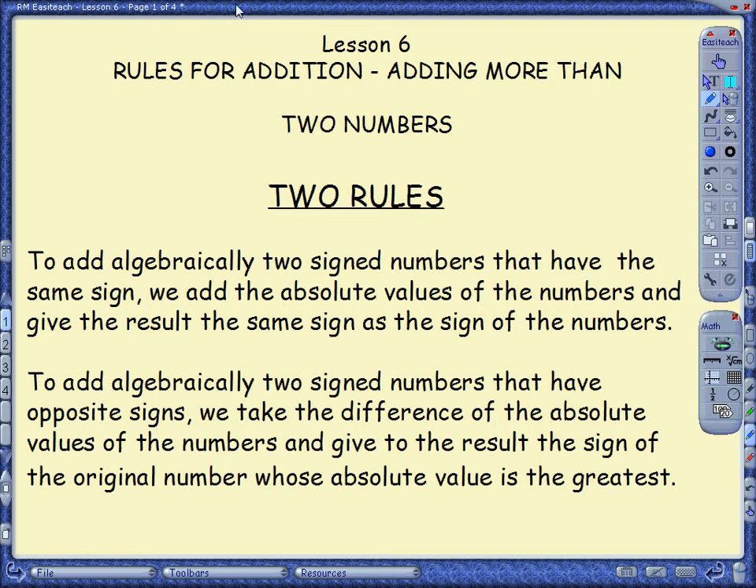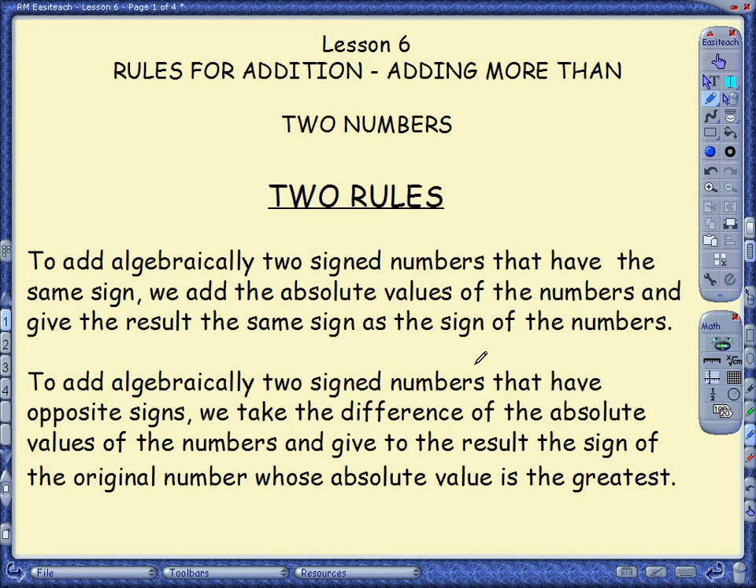There are two rules. To add algebraically two signed numbers that have the same sign, so if they're both negative or both positive, either case, we add the absolute values of the numbers and we give the result of this addition, the sum of those two numbers, the same sign as the sign of the numbers.